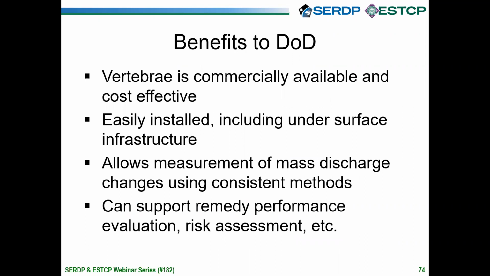We consider this a very successful demonstration, and personally, I find this a very exciting technology. I'll close with what I see as some key benefits specific to DoD. First, vertebrae is commercially available and is cost effective, and as I mentioned, it's owned and well demonstrated and offered through a company called NREX. It's easily installed, including underneath active surface infrastructure. It allows the measurement of mass discharge over time using methods that generate consistent, repeatable data. Mass discharge monitoring can support remedy evaluation, risk assessment, and other objectives.